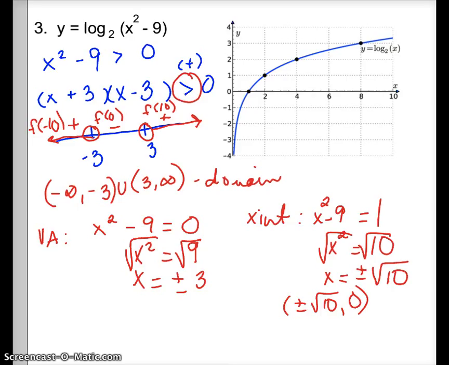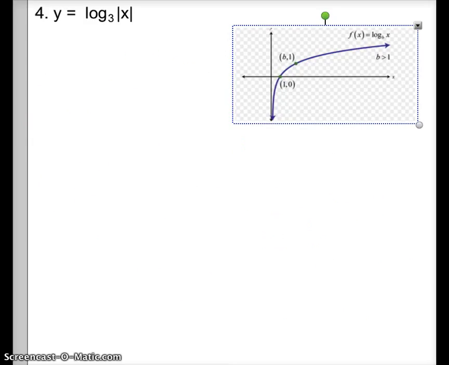Let's look at our final example, number 4. Y equals log base 3 absolute value of x. So you may notice there is no horizontal shifting here, but we are taking the absolute value of x. So this is not the parent function. I have graphed the parent function just to help you remember to look at this to help you with the domain and with the other parts that we're looking for. So let's begin looking for the domain.